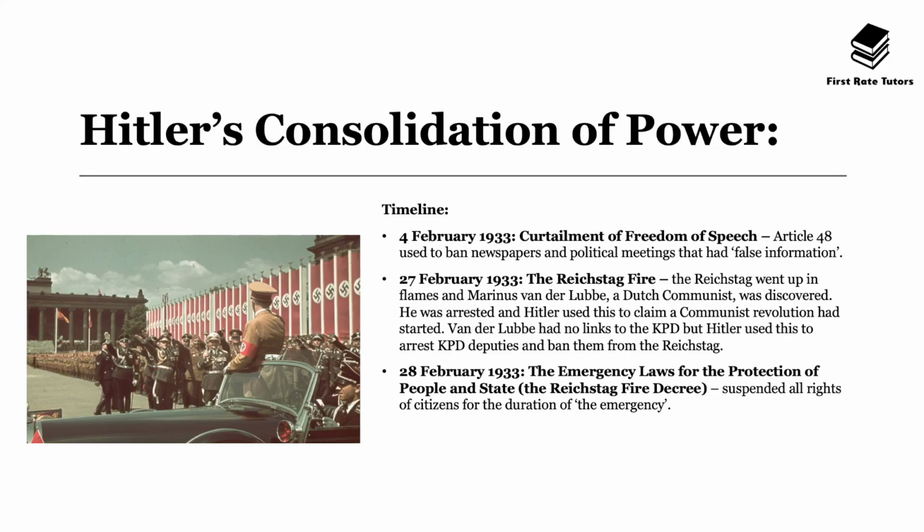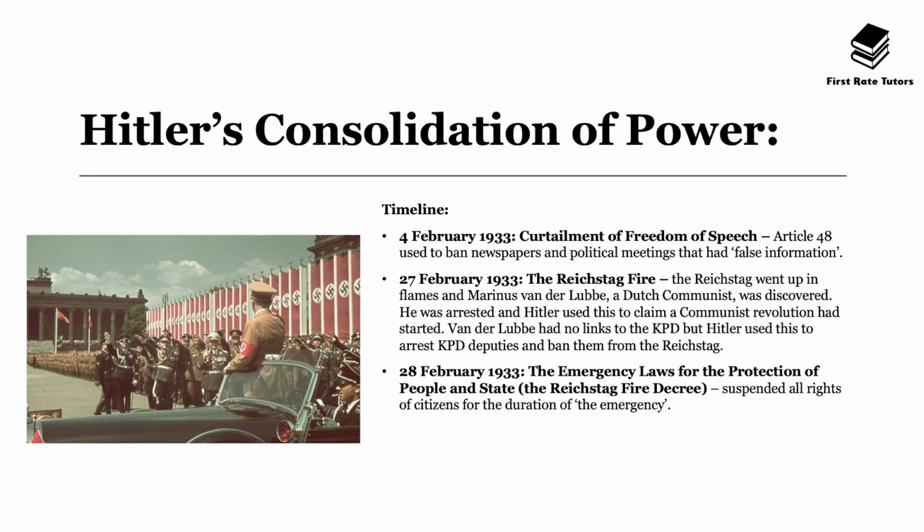Now, to understand his consolidation of power and how he used and manipulated laws to his favour, it's important to understand how he used the laws through this timeline. On 4th February 1933, he curtailed freedom of speech by using Article 48 of the Weimar Constitution to ban newspapers and political meetings that had what was classed as false information. And of course, this label is so broad that it was very easy to exploit.